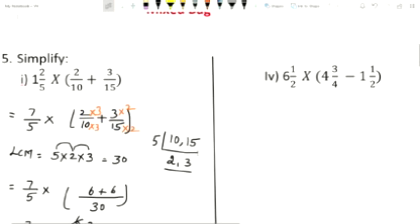10 comma 15 is divisible by 5. So 2 fives are 10, 3 fives are 15. Now multiply all the numbers, 5 into 2 into 3, because 2 and 3 are prime numbers. So 5 into 2, 10, 10 threes are 30. Now the LCM is 30. See the denominator here, 10 is there, so we need to multiply with 3 only, we'll get 30.